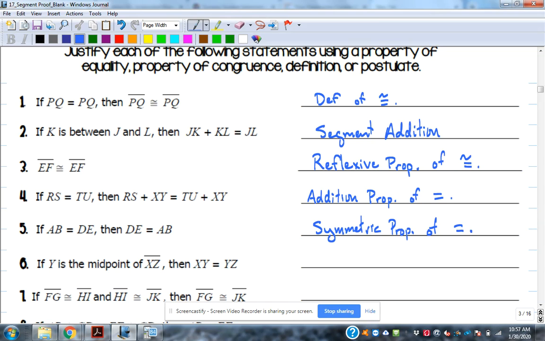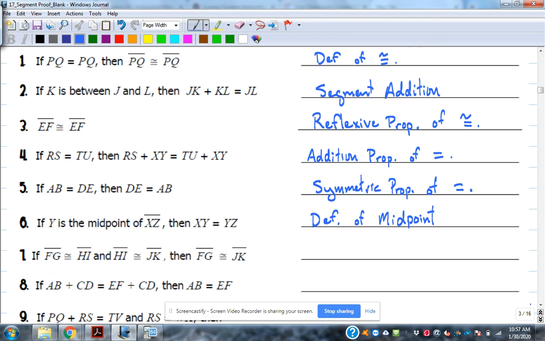Number 6, if Y is the midpoint of segment XZ, then XY is equal to YZ. Ooh. I have no idea what it's called. Say it again. So who said definition of midpoint? Good job. As a result of the definition of midpoint. And just midpoint. It's not perfectly the same thing as what the definition of midpoint said, but yeah, that's a big clue.